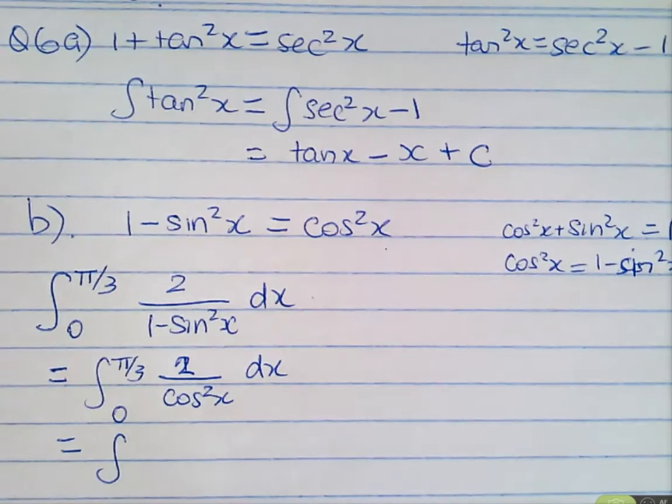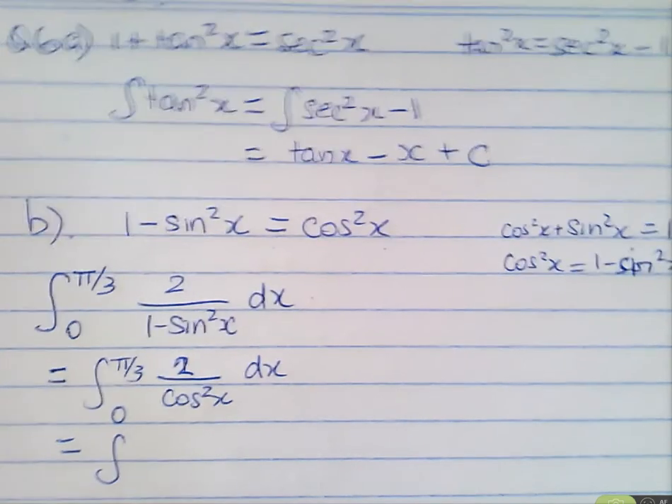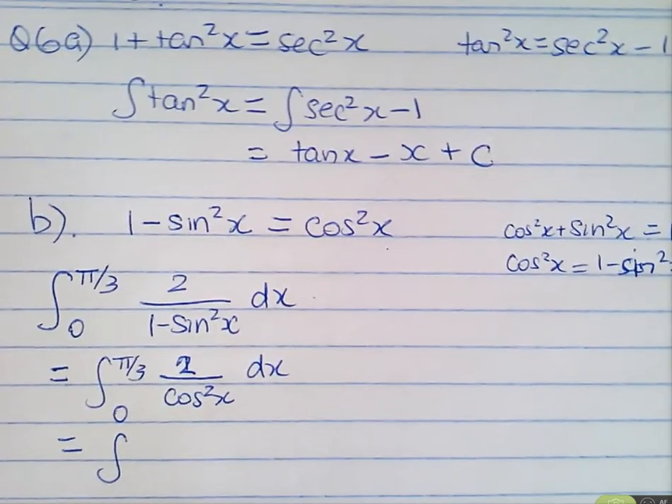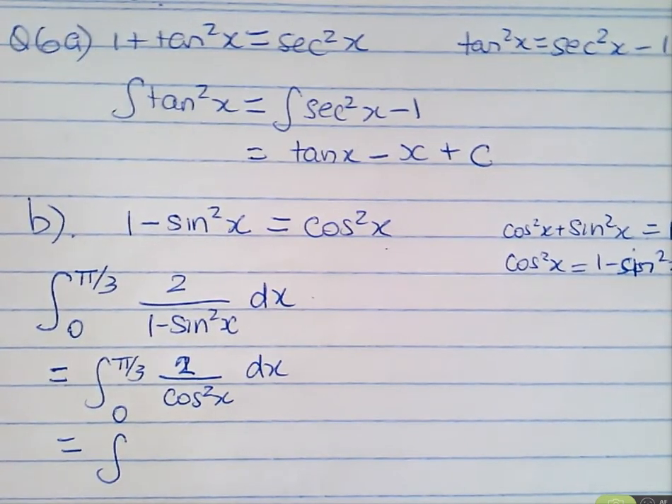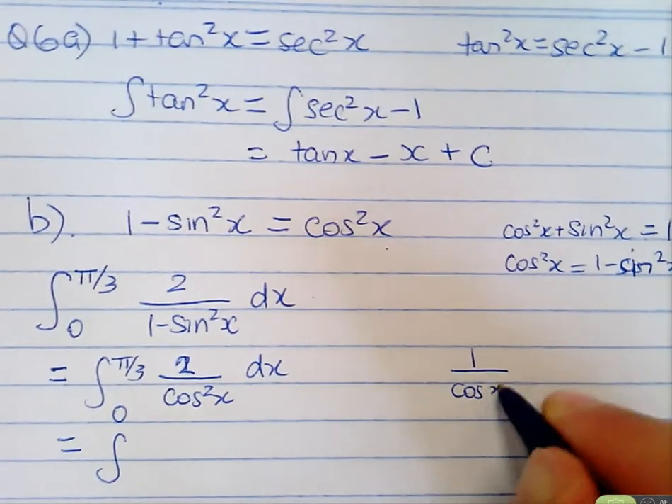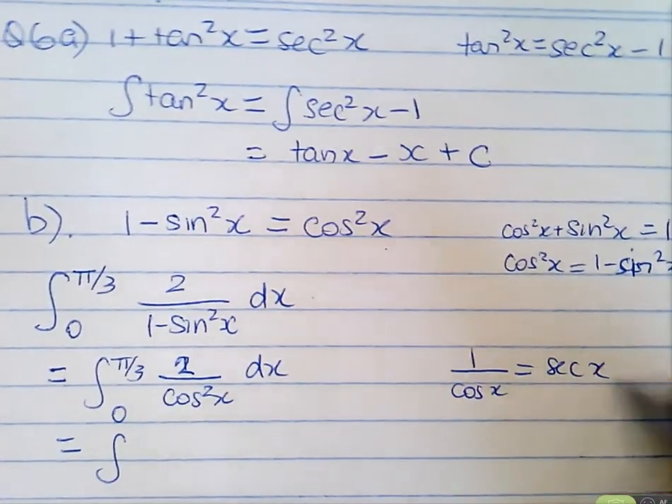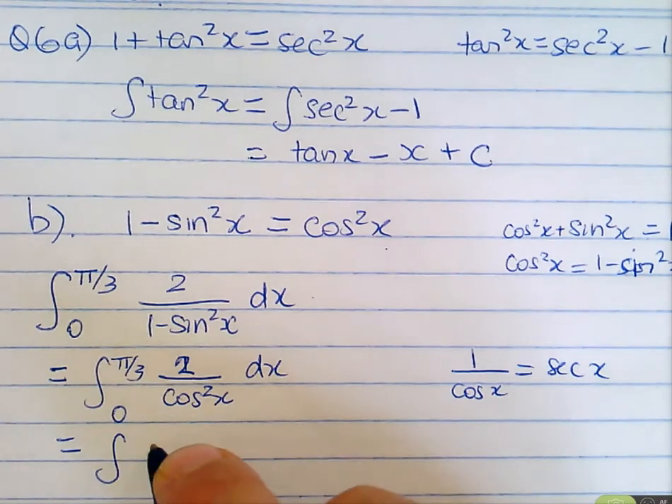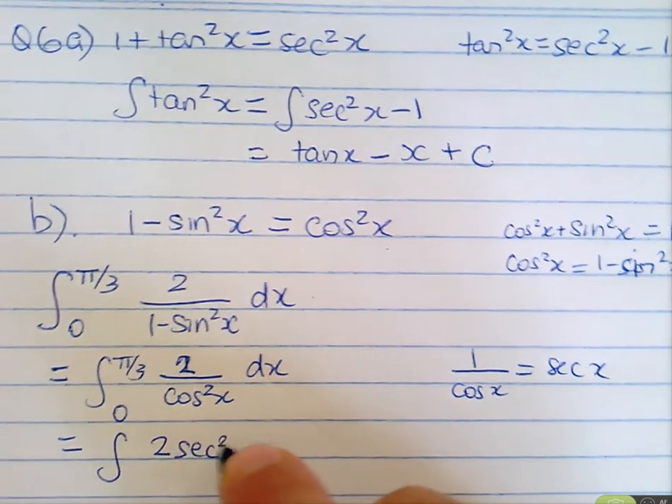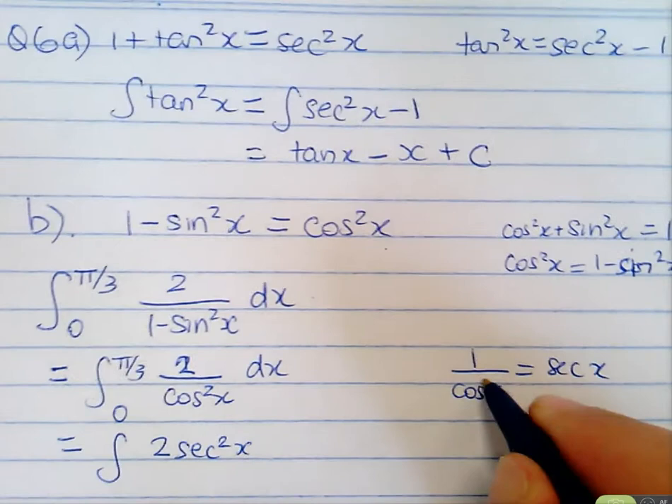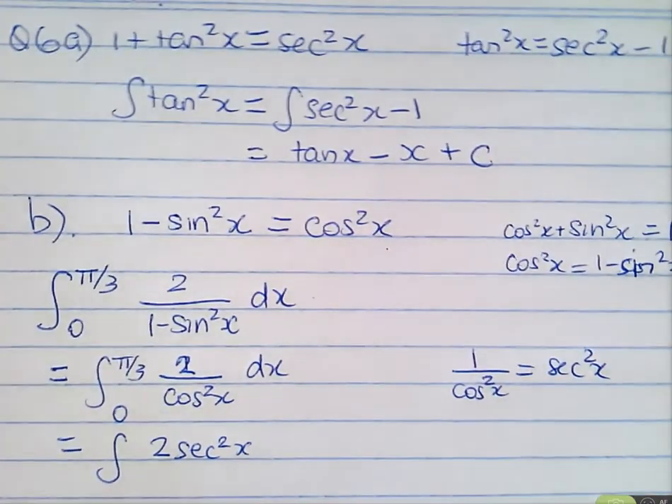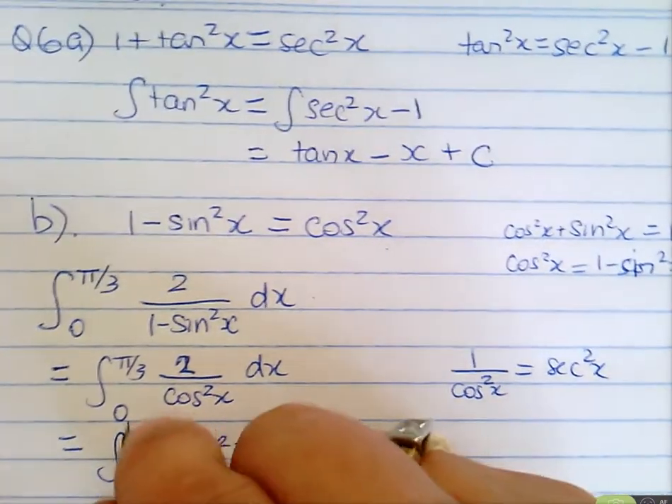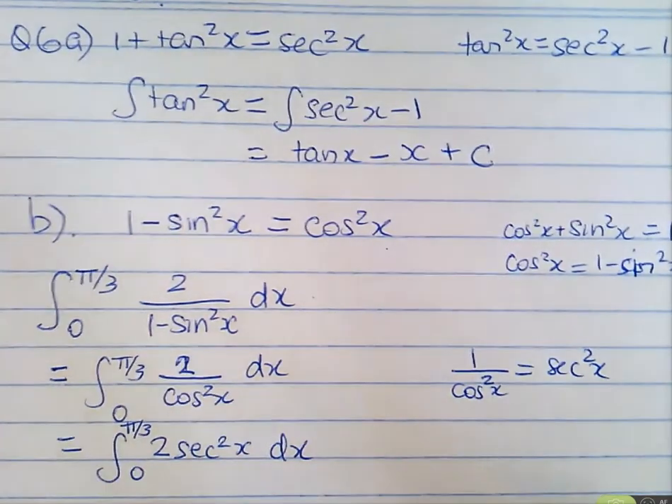You can't integrate it. No, it won't even work with logs. Girls, what do you know how to integrate? Sine, cos, and sec squared. That's it. What does 1 on cos equal? Isn't it sec? So, what's that? 2 sec squared x. 1 on cos is sec. 1 on cos squared is sec squared. Are we good now? Between pi on 3 and 0.